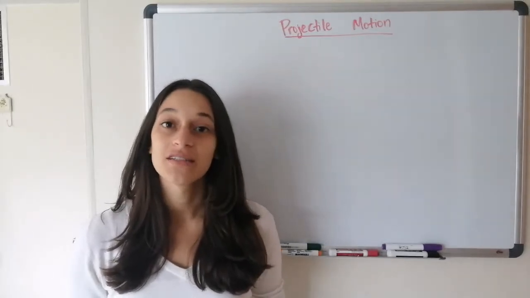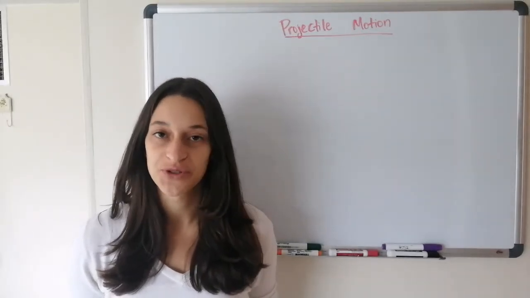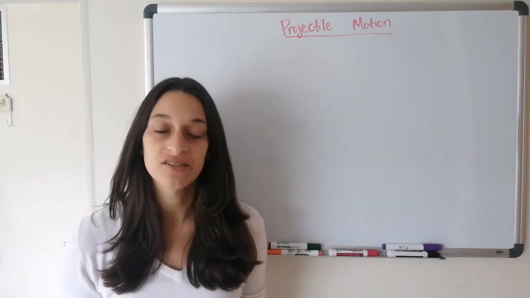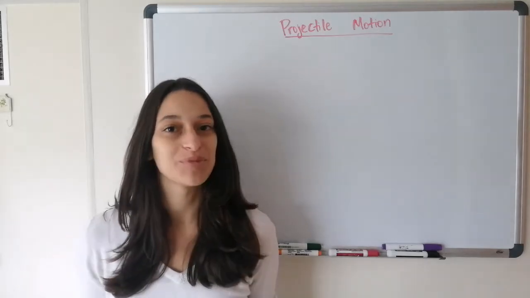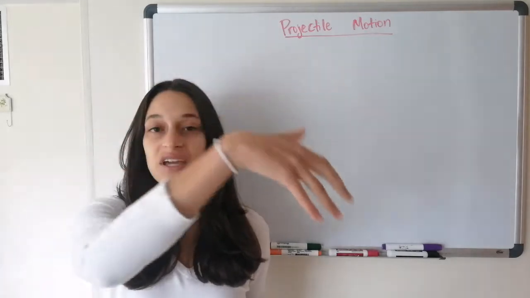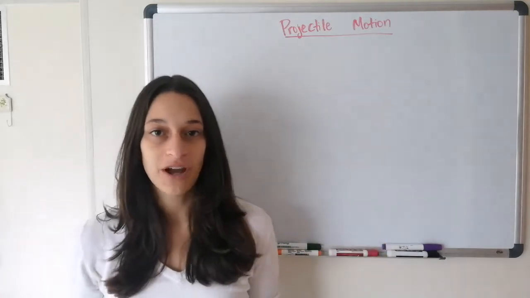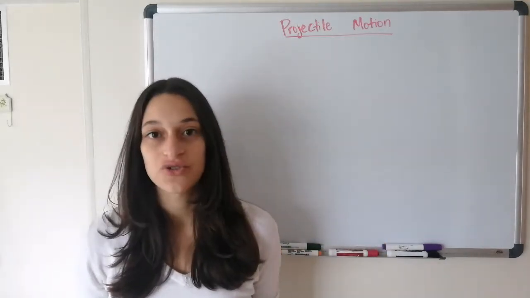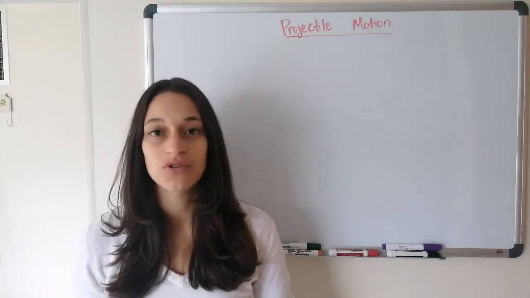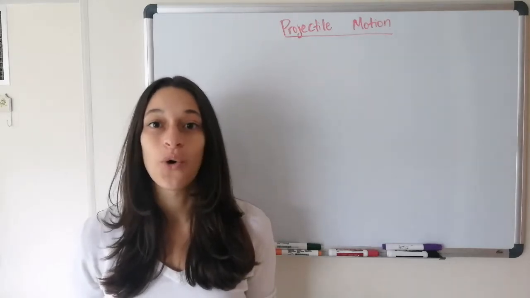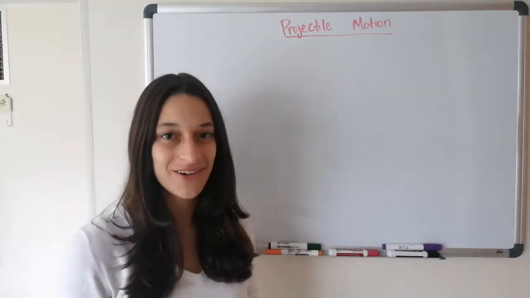Welcome back. Today we're going to talk about projectile motion. Projectile motion means the motion of an object that has been projected and is flying through the air freely, and only gravity is acting on it and nothing else. So no air resistance, no other forces, nothing is stopping it, only gravity is acting. So let's write that down.